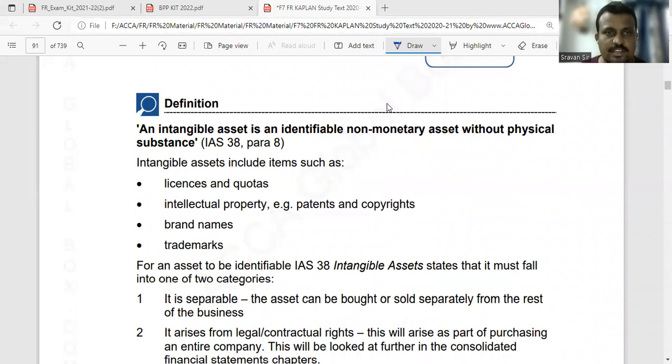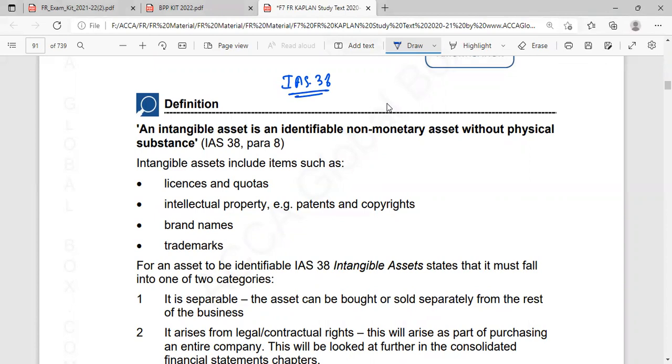So coming to the next one, IAS 38, intangible assets.